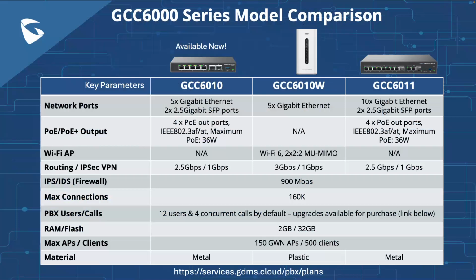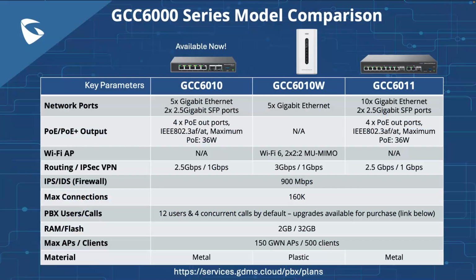All right, so the first set of products in the GCC series that are launching are going to be the GCC 6010, which is here on the left, the GCC 6010W in the middle, and the GCC 6011. And I'm going to note the GCC 6010 is available for purchase now, and the GCC 6010W and 6011 are targeted to launch in early September. But if you are interested in the 6010, NTS does have these in stock and are ready to fulfill your orders. So each of the models are going to contain at least 4 of the 5 modules that I talked about on the previous slide.